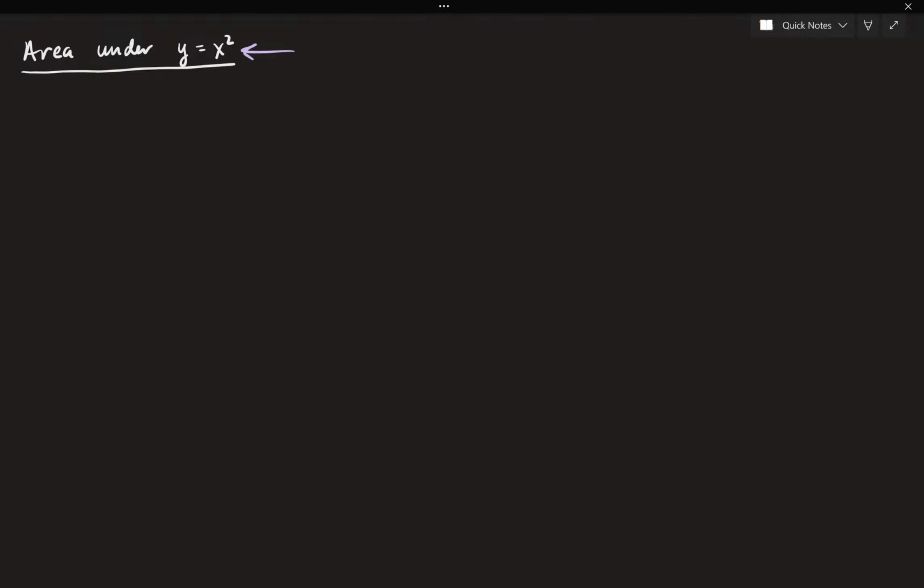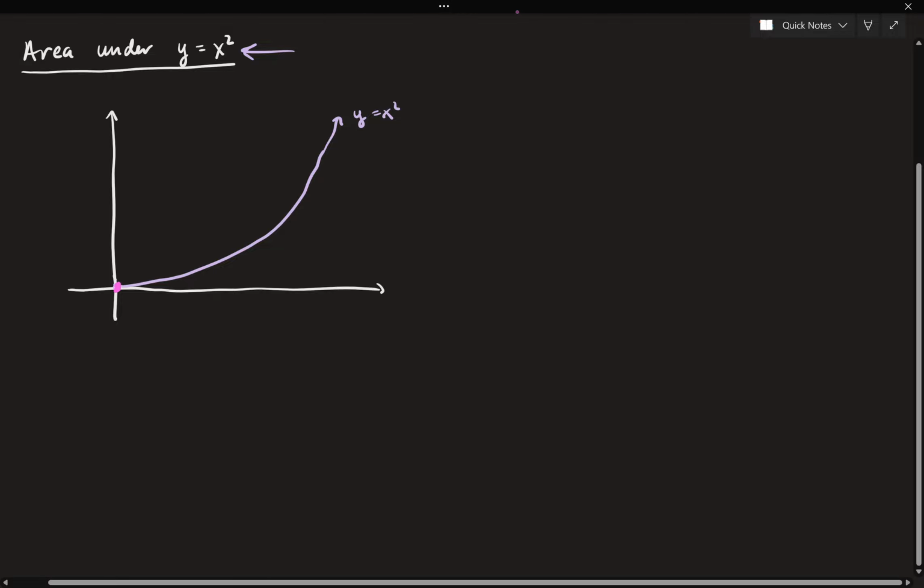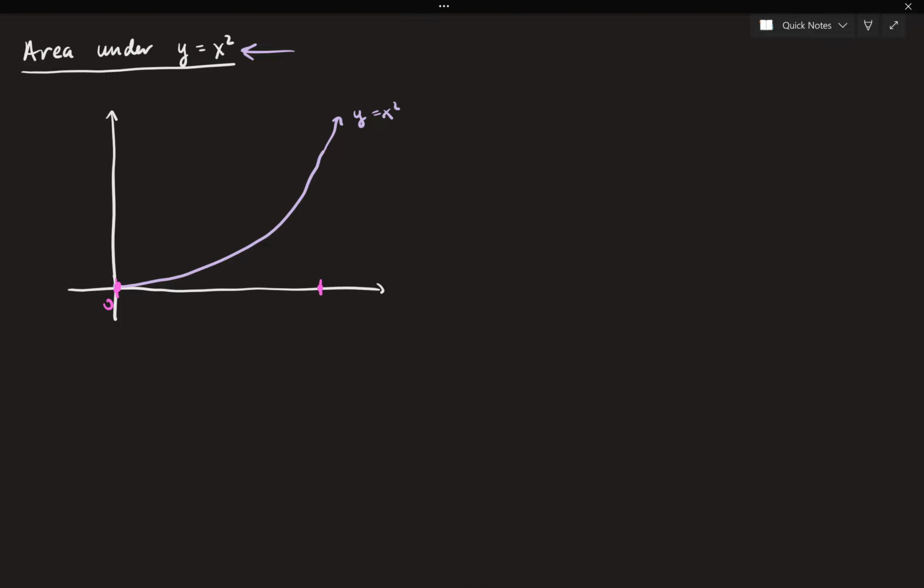And we're going to use the two sums that we used in the previous two videos. So let's go down to it. I'm going to try to find the area under y equals x squared from 0 to 1. Here's 0, here's 1.